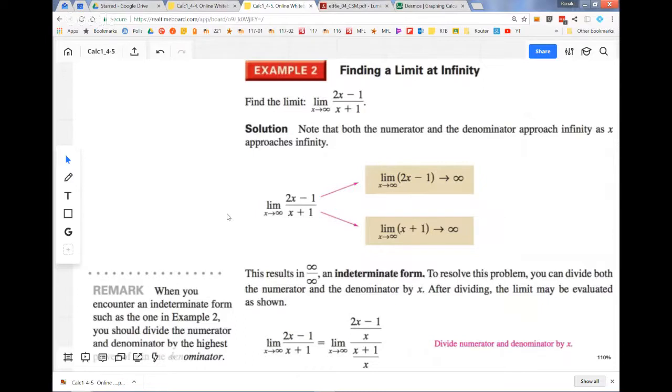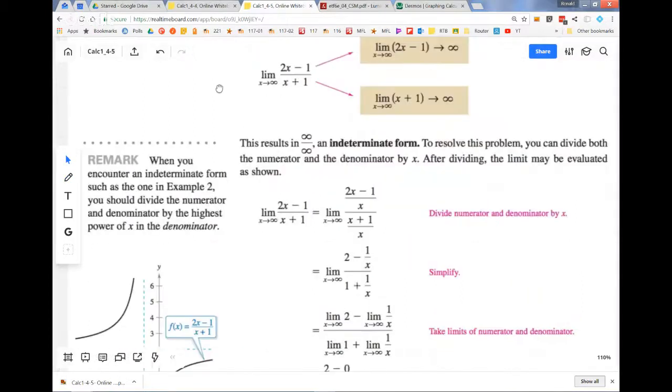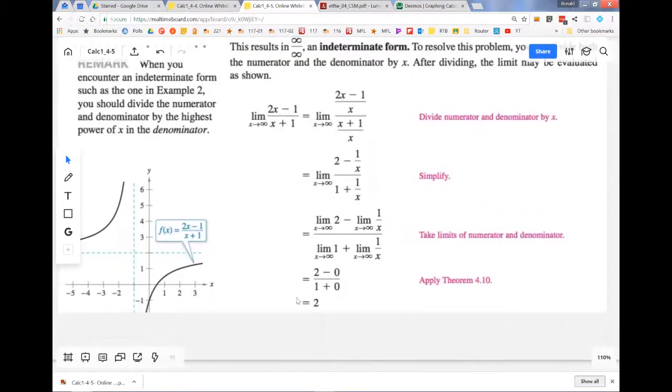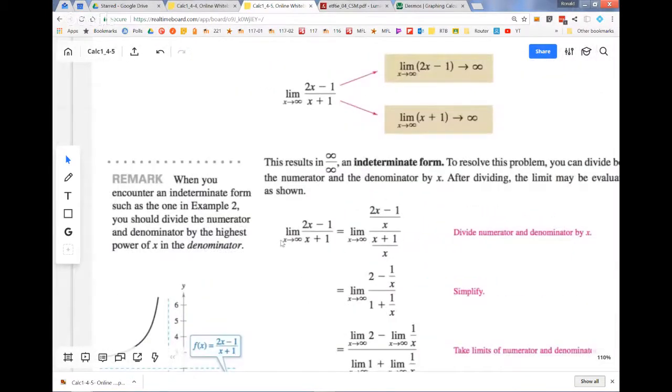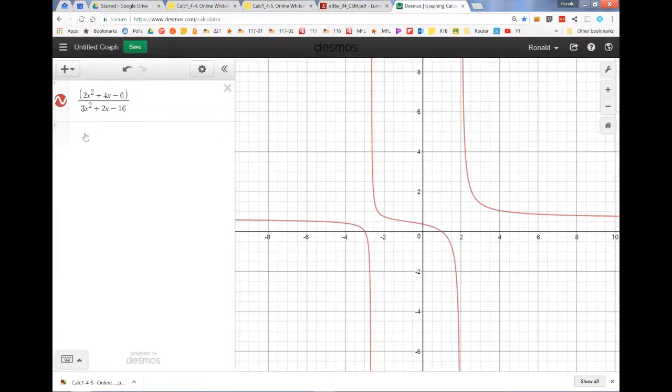I mean, in effect, it's just going to come down to what happens right there. Okay? And 2x over x, the x's cancel, I mean, it's just going to approach 2. So they finally come to that down here, but let me just show you again. Let's do that on Desmos. 2x minus 1 over x plus 1.